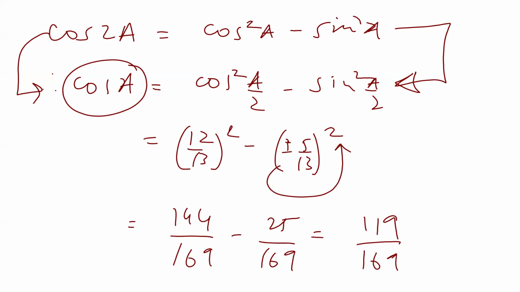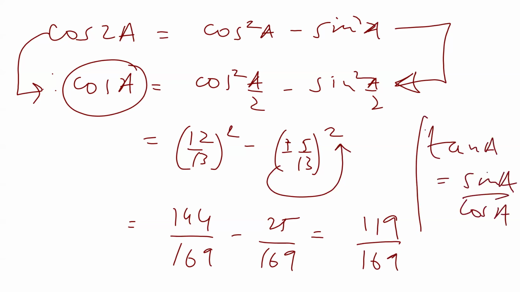Fine. And tan 2A will be sin 2A upon cos 2A. Sorry, not tan 2A, tan A value you can calculate using sin A upon cos A. So let us go to question number 12.